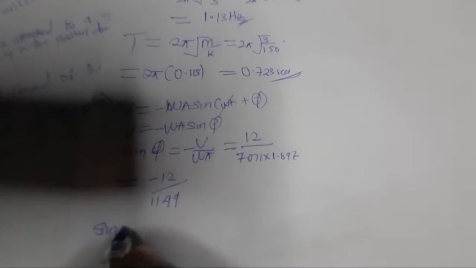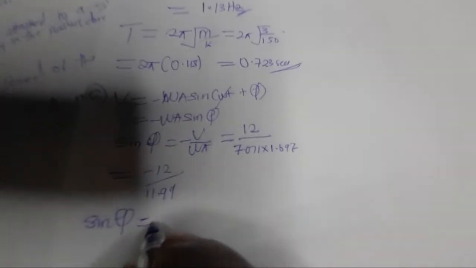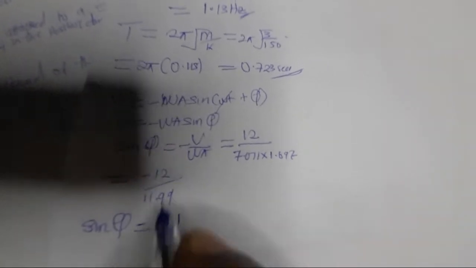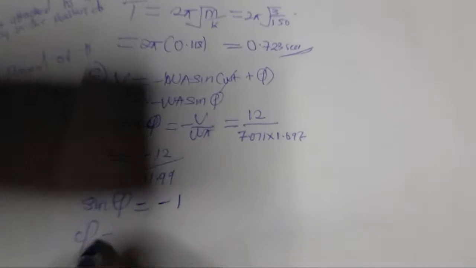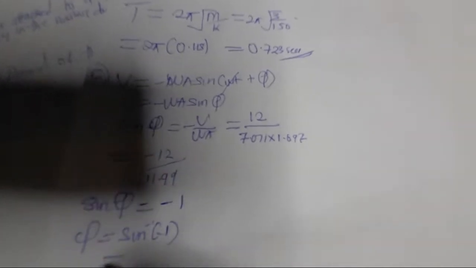So sine phi will be equal to minus 1. If you divide this out, you get 1.000 before any digit, so we keep it as 1. So finding phi will be sine inverse of minus 1. Our answer will become minus 90 degrees. So that becomes our phase angle.